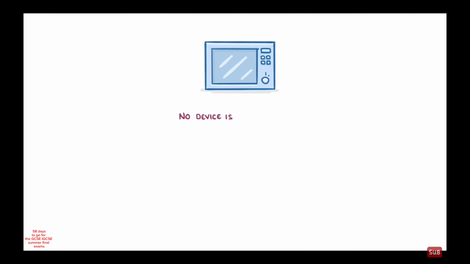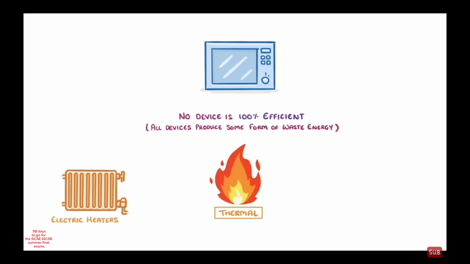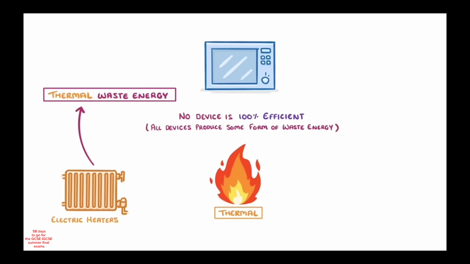Now, no device is 100% efficient, because all devices produce some form of waste energy, most often in the form of thermal energy. An exception to this rule, though, is devices whose function it is to produce heat in the first place. For example, if electric heaters produce lots of thermal energy, then it isn't really waste, and instead would count as useful output.